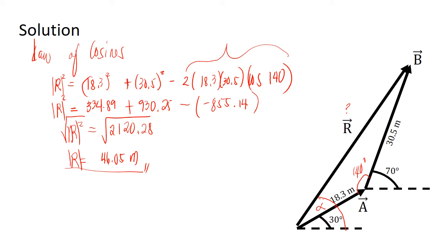To do that, I will apply the sine law. Sine law states that one side divided by the sine of its opposite angle is equal to the other side divided by the sine of its opposite angle. Since I already know the value of r and its opposite angle 140, I would use r and 140. So r divided by sine of 140 is equal to the side opposite angle alpha here, which is 30.5, divided by sine of angle alpha. Let's change r to our value for r, 46.05.